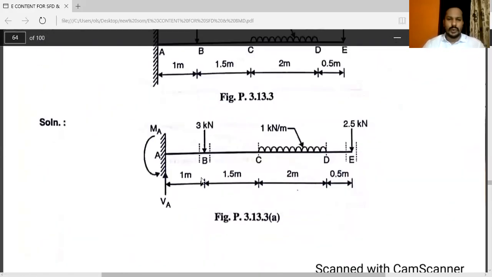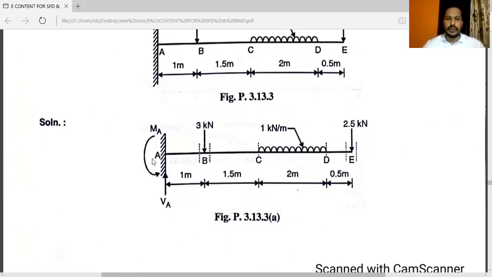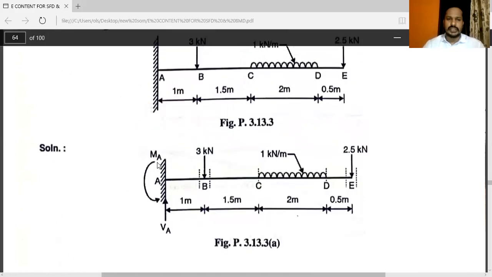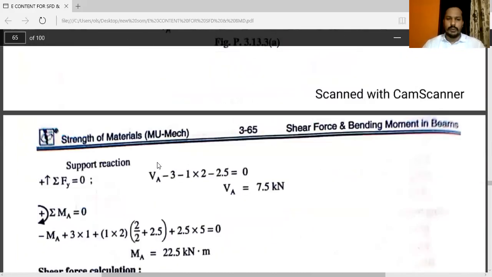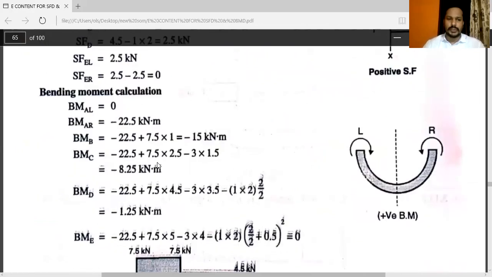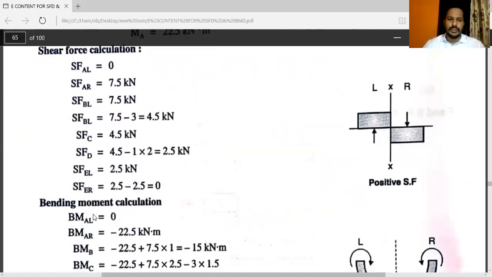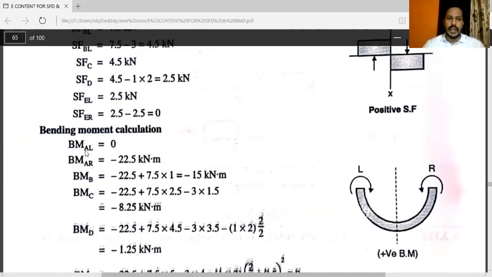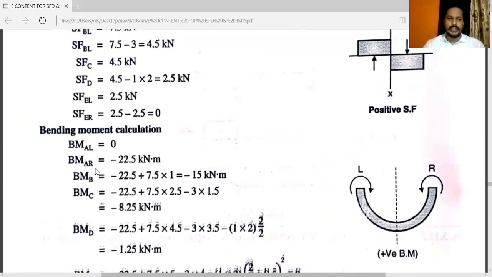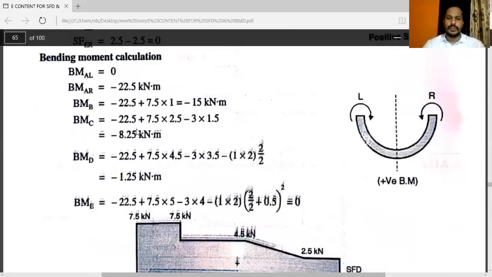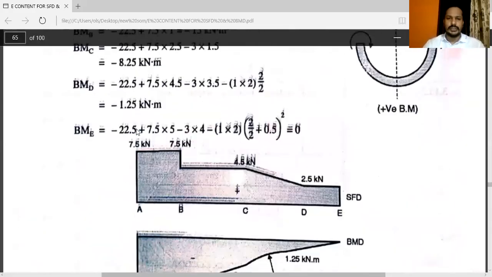All the steps are same, only change there is, due to this fixed end, there will be one vertical, one horizontal, and one moment. Remaining things are same. This is the problem for cantilever condition. Remaining concepts are same. First of all, you have to calculate support reactions, then shear force calculation, and then bending moment calculation. At point A, additional moment is there, so you have to consider just to the left, just to the right. If additional moment is not there, then no need to take just to the left and just to the right while calculating bending moment. The remaining things are same like previous.